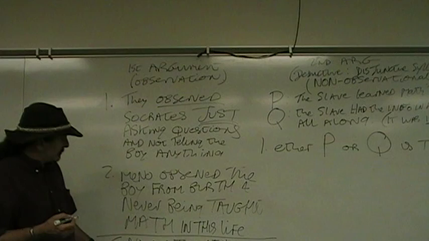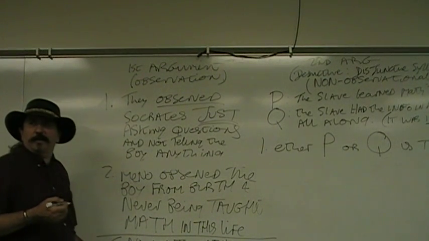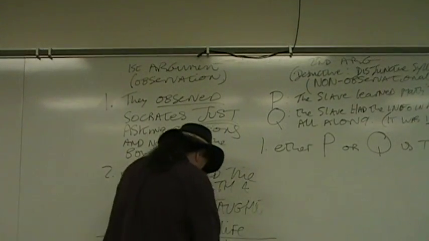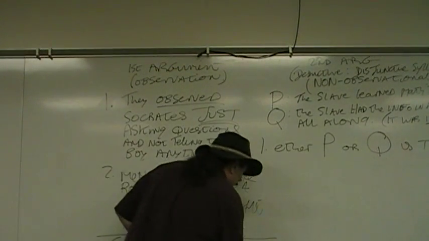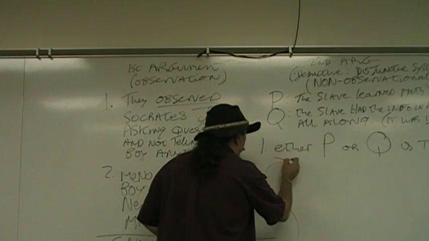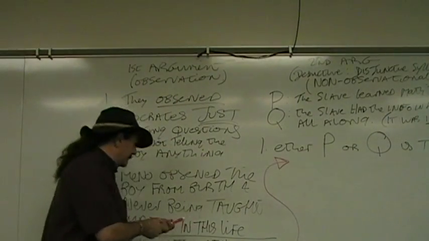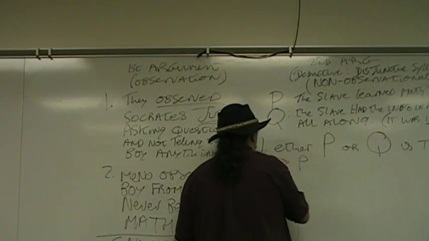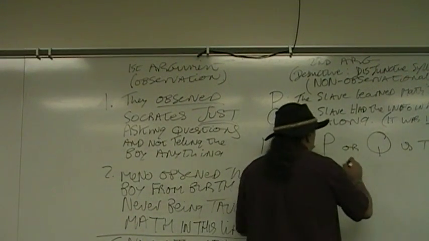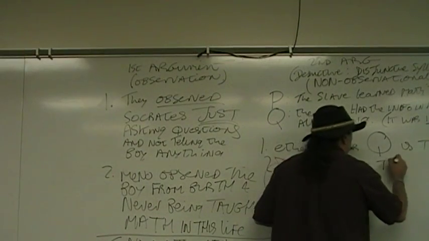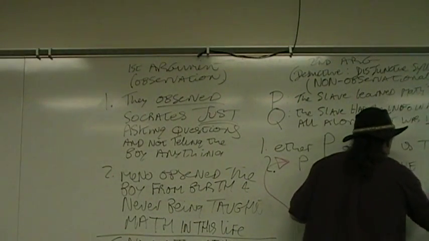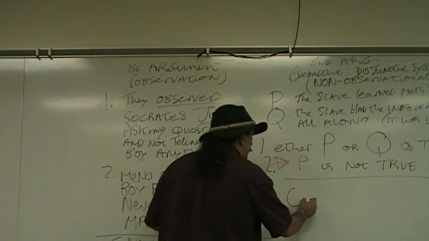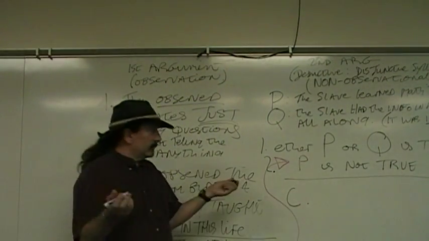Well, if no one taught the slave math, he didn't learn it in life. So from this, it follows, this is premise 2, that P is not true. If either P or Q is true, and we know that P is not true, then Q must be the answer. Q is true.